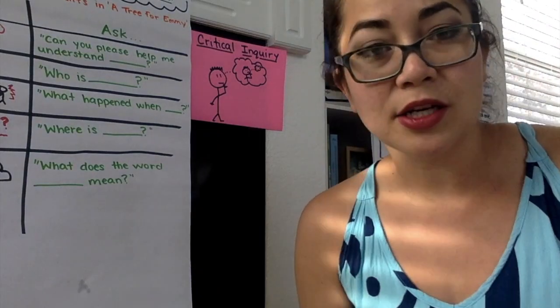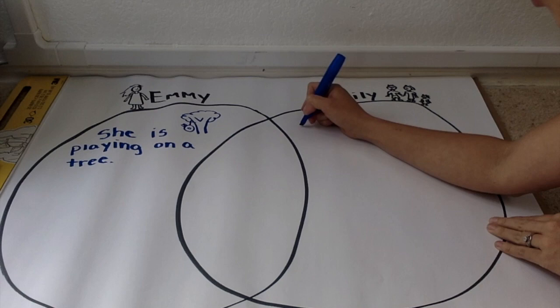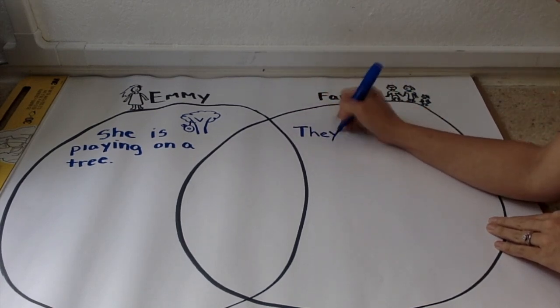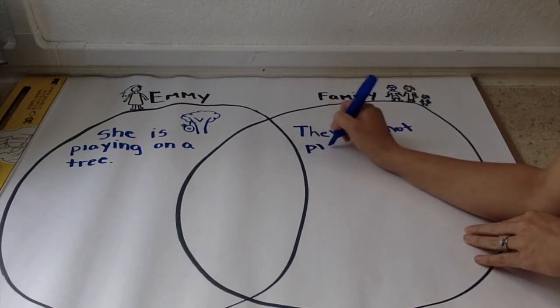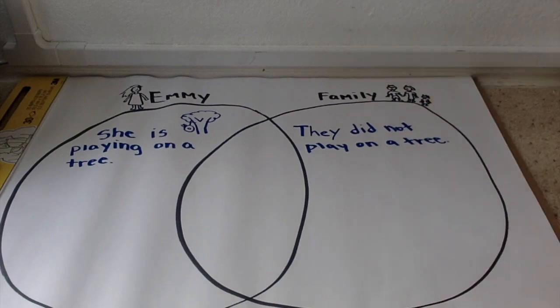So let's go back to our chart and let's add in for Emmy's family. I'm going to use another sight word that we've been working on a little bit, the word they. And I know they starts with the letter T, T-H-E-Y. They did not play on a tree.